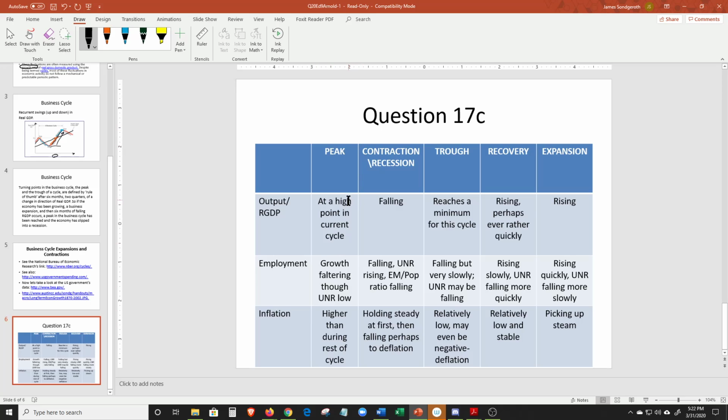So at the peak, of course, we're at the high point in the business cycle with output, and employment growth is faltering. It's growing very slowly, but the unemployment rate is low. Recently it's been 3.7% at this last peak. And then inflation is usually higher than the rest of the cycle, which has been the curious thing about this cycle. The inflation hasn't been that high, usually under 2%, though lately it's been above 2%. I think I talked about that this semester, that maybe we are reaching the turning point.